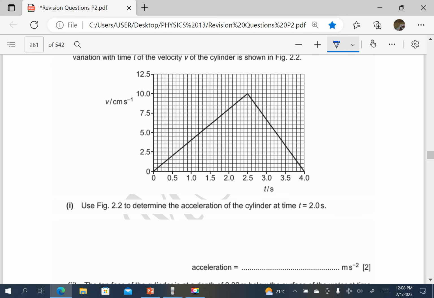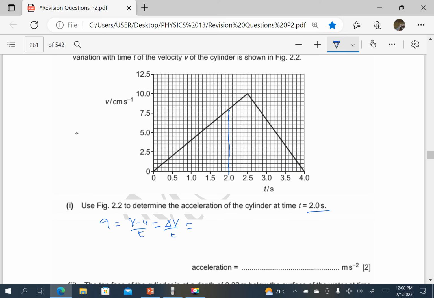Use the figure to determine the acceleration of the cylinder at t equals 2.0. This is a straight line, so we can find the gradient. Acceleration is equal to change in velocity, v minus u, over t, or that is simply change in velocity over t.